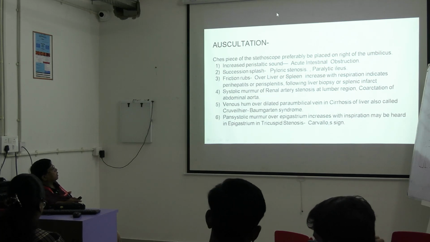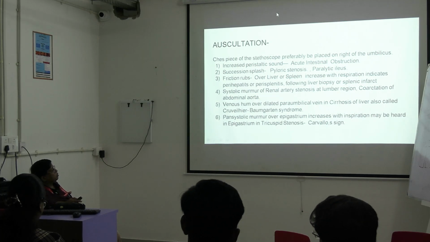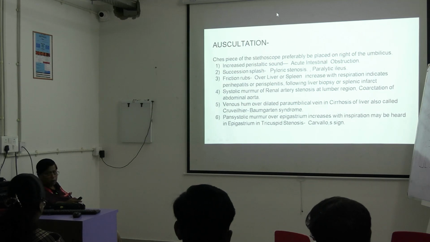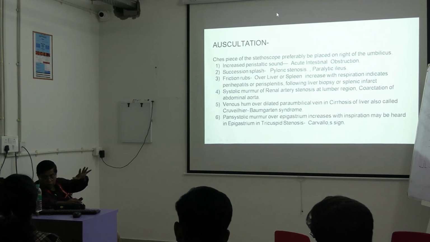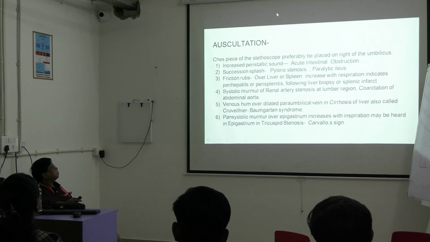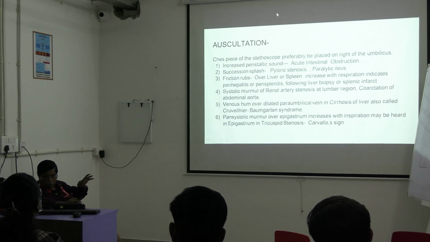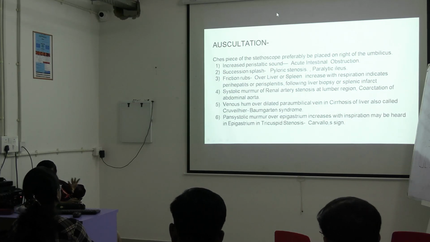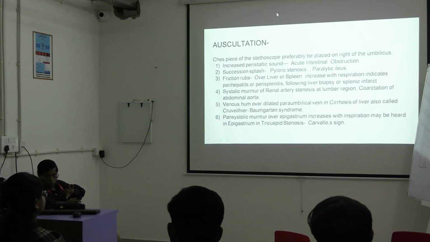Venous hum over a dilated paraumbilical vein occurs in cirrhosis of liver, also called Cruveilhier-Baumgarten syndrome. We have tortuous, varicose veins, and caput medusae is there. In that, if you get a sound like that, you call it Cruveilhier-Baumgarten syndrome. You get a hum in the Cruveilhier-Baumgarten syndrome, as I have already mentioned. Here you get a venous hum. It is a continuous sound.